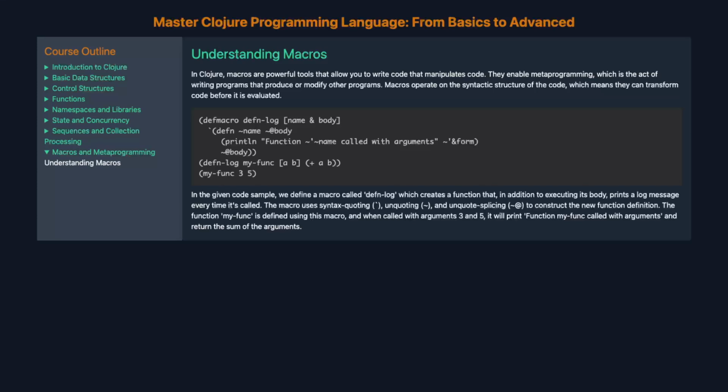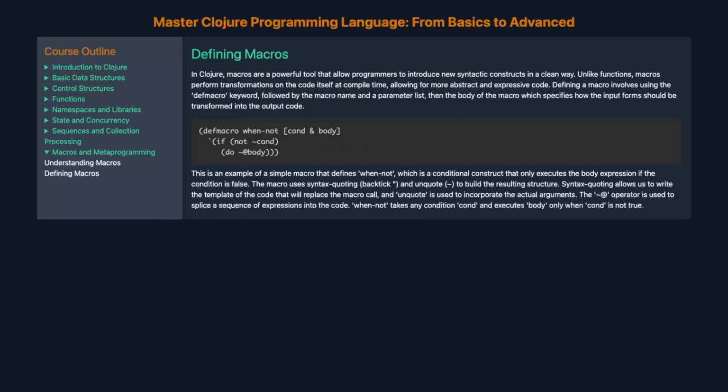In the given code sample, we define a macro called deflog, which creates a function that, in addition to executing its body, prints a log message every time it's called. The macro uses syntax quoting, unquoting, and unquote splicing to construct the new function definition. The function myfunc is defined using this macro, and when called with arguments 3 and 5, it will print "function myfunc called with arguments" and return the sum of the arguments.